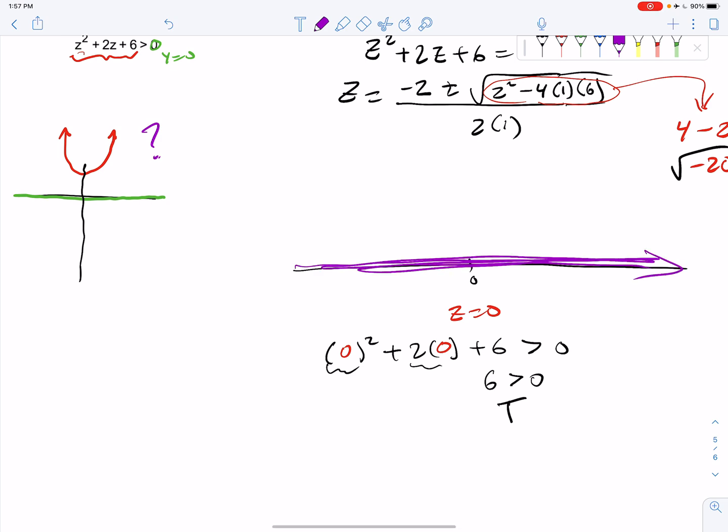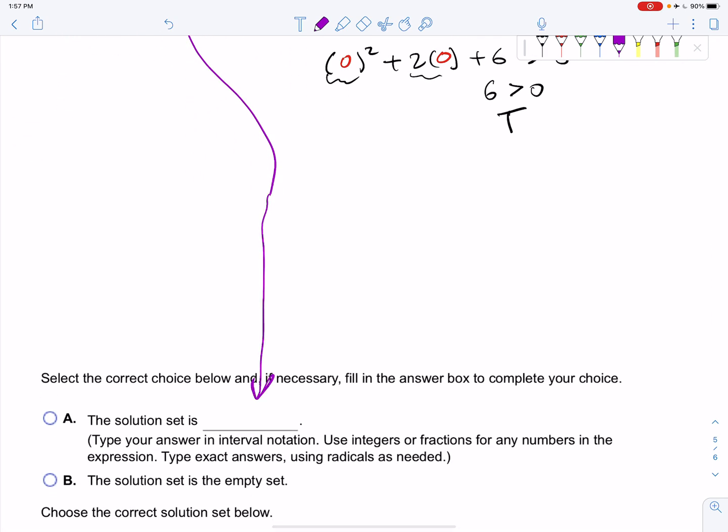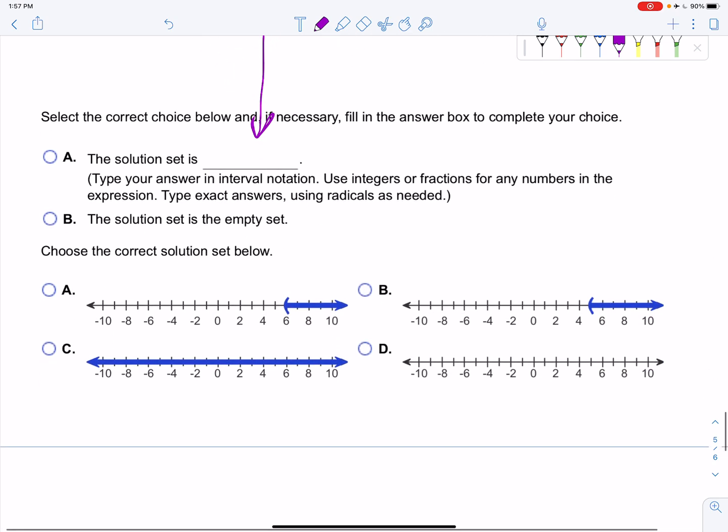And if all values work, as an inequality, we say it goes from negative infinity to positive infinity. And we're done. And what graph looks like that? Well, C looks like that, all values. And that is it. I hope that helped.